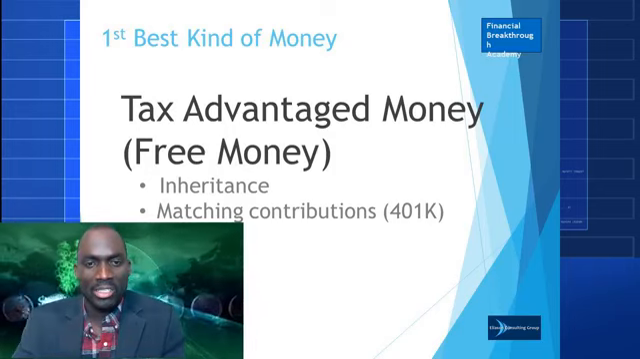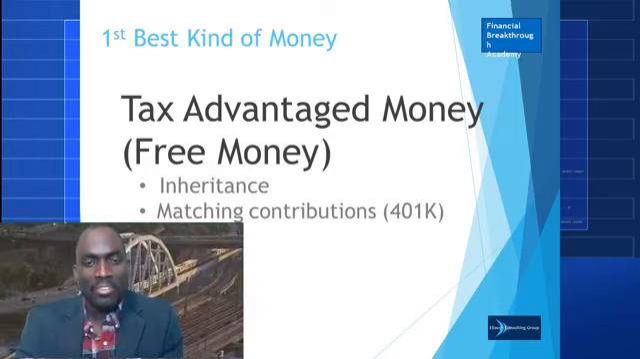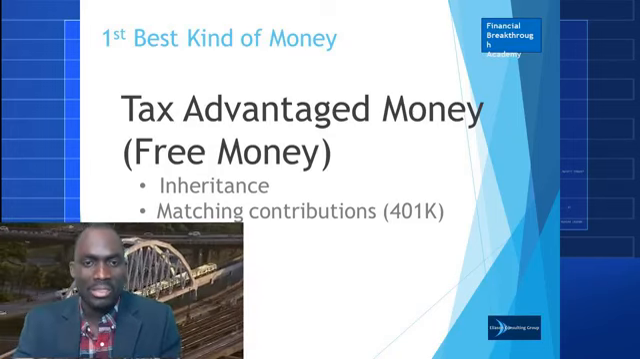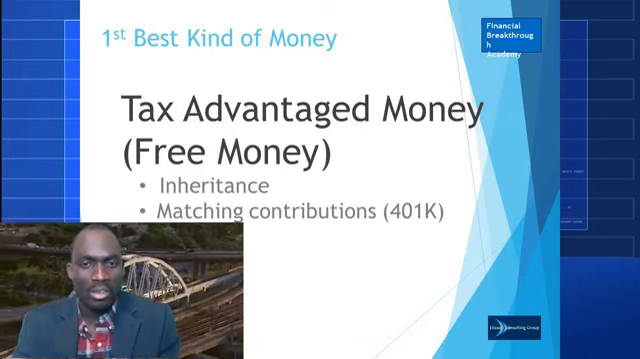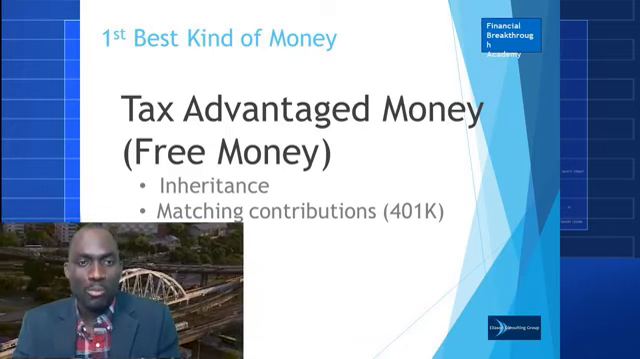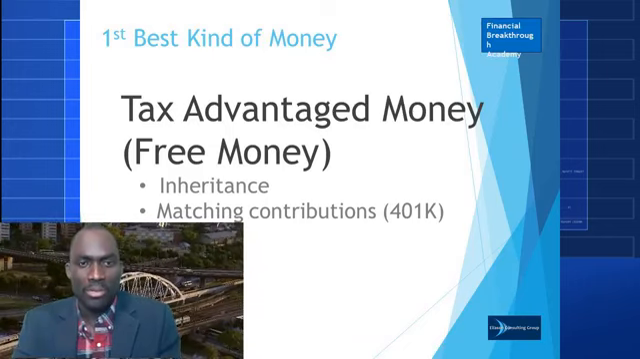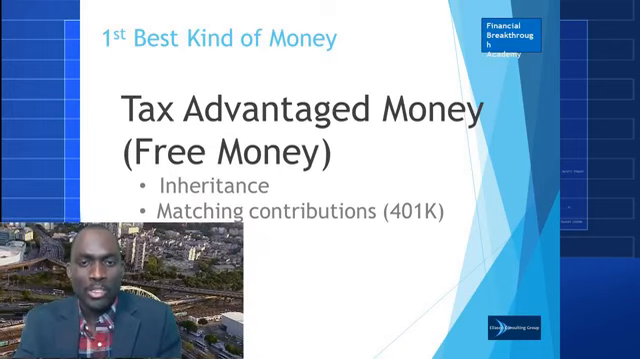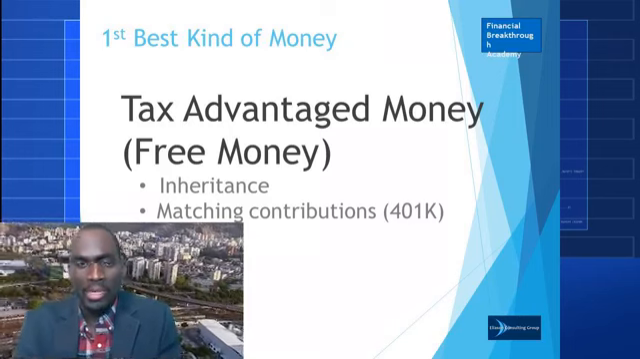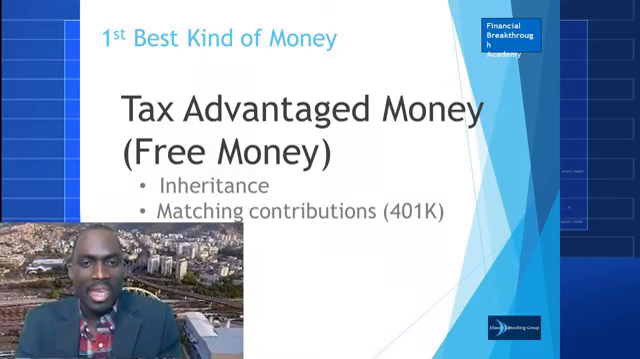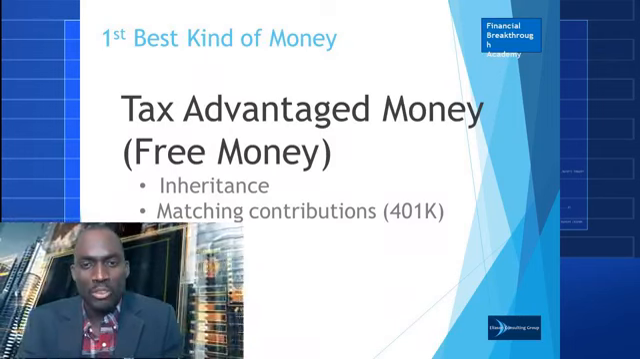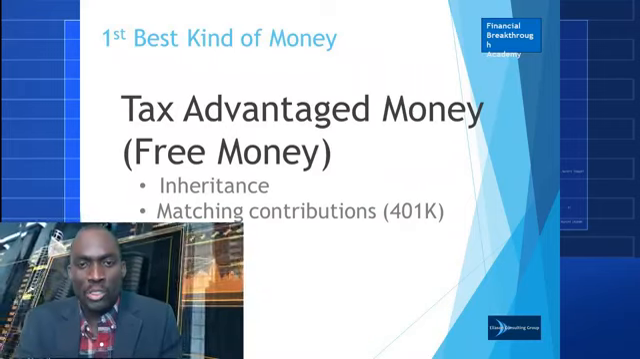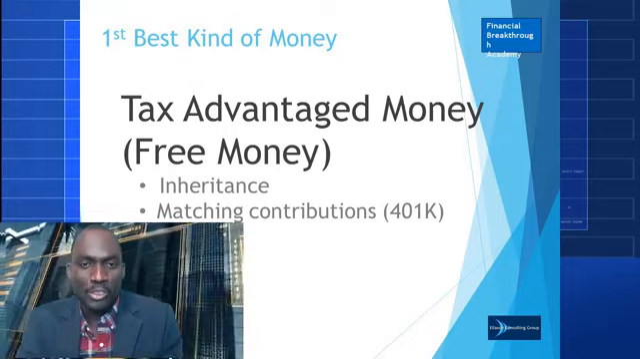So the first best kind of money you can have is tax advantage money, which could be either an inheritance or matching contribution from your 401k. So if you're working somewhere and you've never enrolled in the program or you don't understand how it works, I would encourage you to go to your HR department, go to your employer and find out, do you offer matching contribution? Ask them, to what percentage will you match dollar for dollar my contribution?